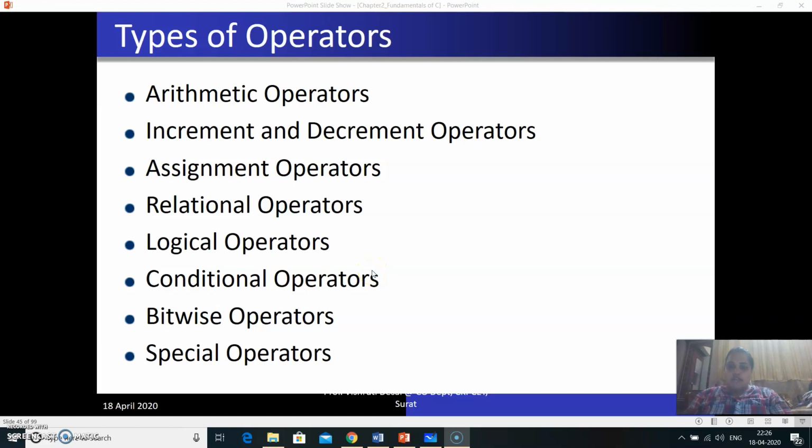Hello all of you. In the last lecture we have seen the data types available in C. What is an operator? Which are the operators? Now the types of operators. We have already seen that there are arithmetic operators, increment and decrement operators, assignment operators, relational operators, logical operators, conditional operator, bitwise operator and special operators. Now we will see all the operators one by one.